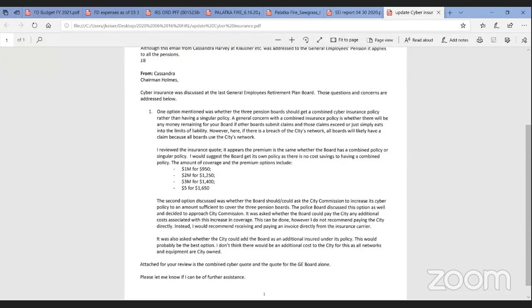An additional $1 million would be great, but as Jill mentioned, the $5 million is recommended, especially since it was covering three plans in total, not just one plan.